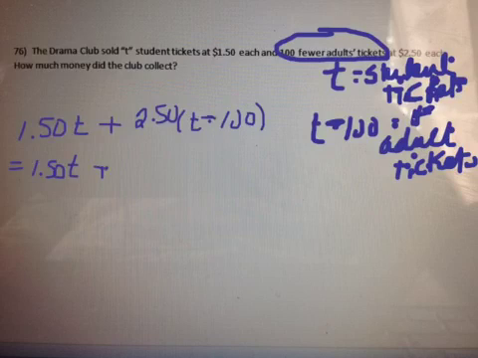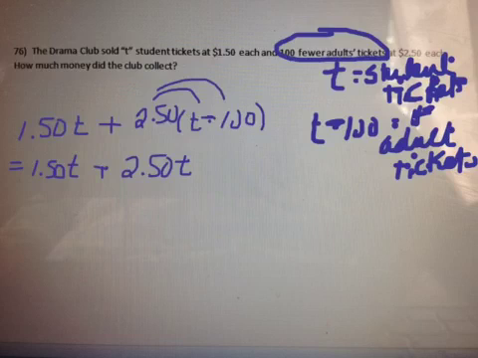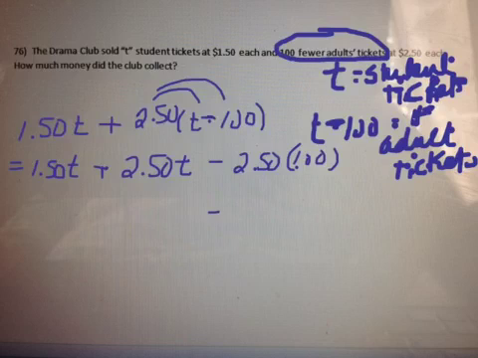plus, now I'm going to distribute the $2.50. That's $2.50 times T, but then it's minus $2.50 times 100. And if you remember, when I multiply by 100, that just moves the decimal place to the right 2 spaces. So this minus $2.50 times 100 is actually going to just become minus $250. And I can combine these T terms up here. 1.50 T plus 2.50 T is 4T. 1.5 plus 2.5 adds up to 4T.